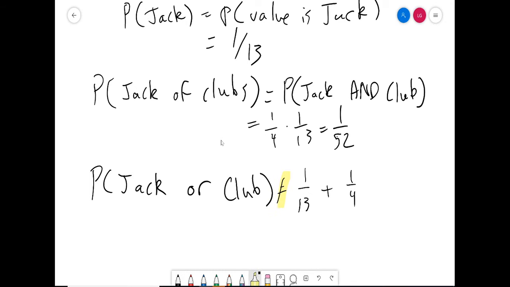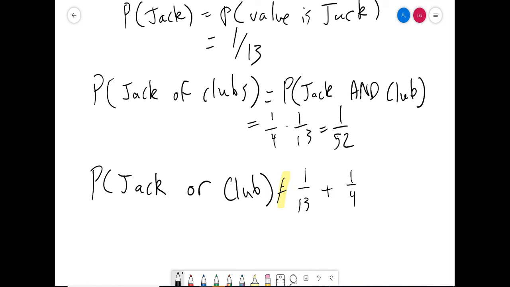Remember from the additive property that we talked about. Well, it's because you don't want to double count. If you add them without attending to the question of whether a card could be a jack and a club at the same time, then you will be double counting in both categories. When we're counting this 1/13 and 1/4, the jack of clubs is in both of those calculations when it comes to a success.